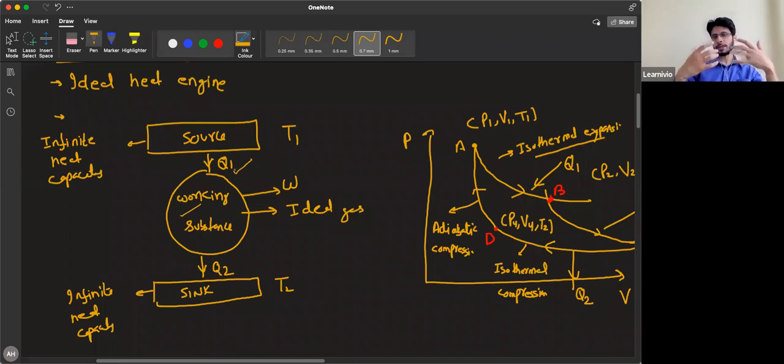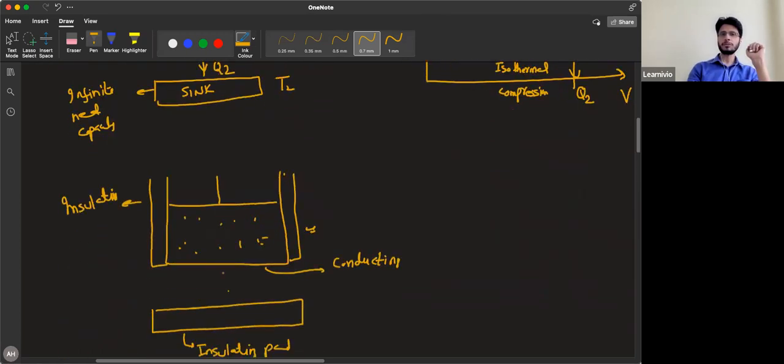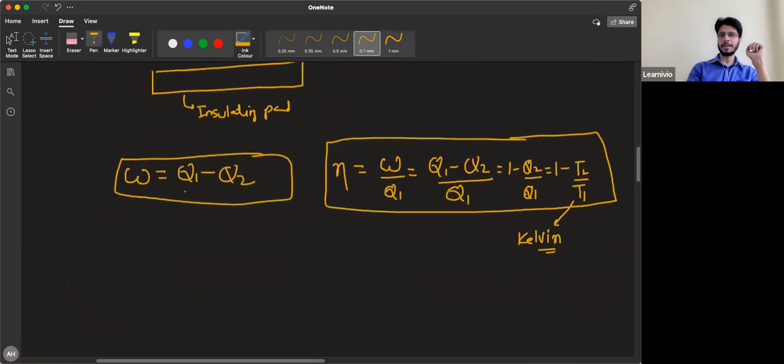So Q1 is the heat that the engine absorbs from the source. Out of this Q1, it will convert some part to work. So if the engine is converting 50% to work, then you will say, okay, the efficiency is 50%. The remaining part of the heat gets rejected to the sink, which is Q2. A simple working of it. And the difference between the heat absorbed and the heat rejected is the work.